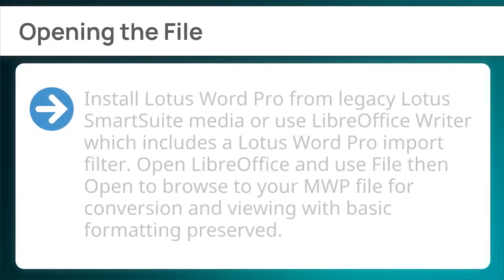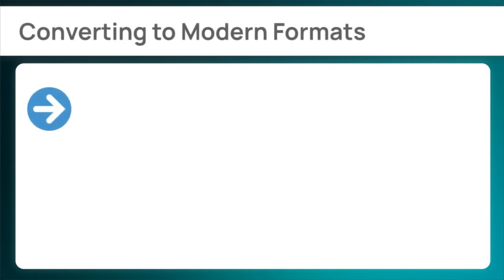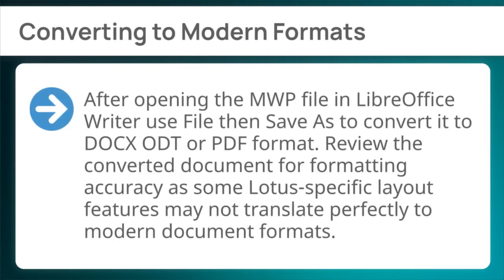First, opening the file. Install Lotus Word Pro from legacy Lotus SmartSuite media, or use LibreOffice Writer, which includes a Lotus Word Pro import filter. Open LibreOffice and use File, then Open to browse to your MWP file for conversion and viewing with basic formatting preserved. Next, converting to modern formats.